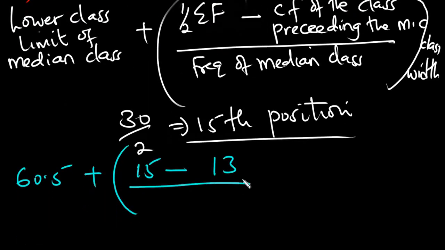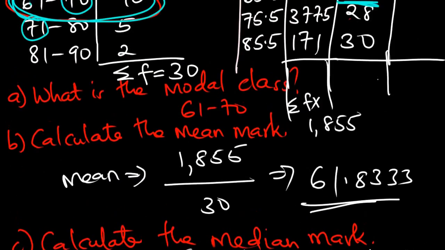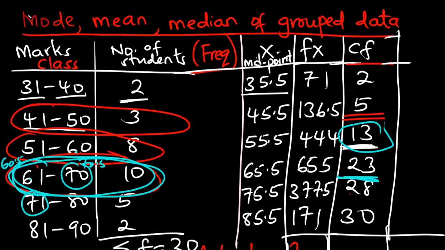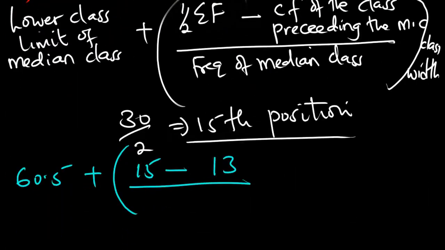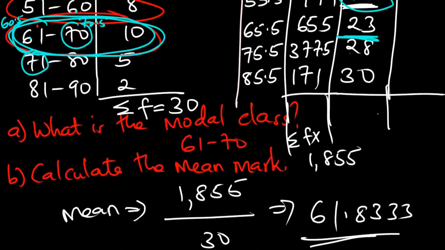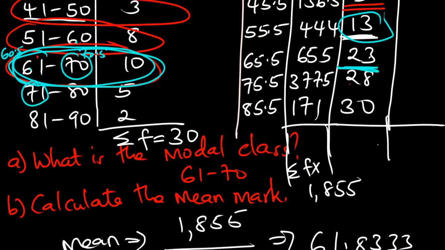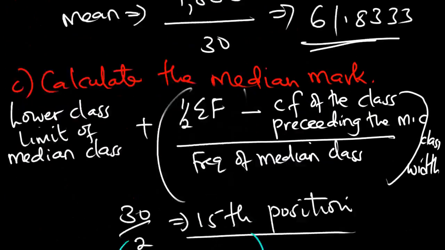And then we divide by the frequency of the median class. The median class is 61 to 70, and it has a frequency of 10. Then we multiply by the class width. How do we get the class width? The class width is the difference between the upper class limit and the lower class limit, 70.5 minus 60.5, which is 10.